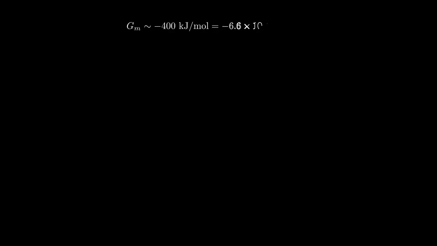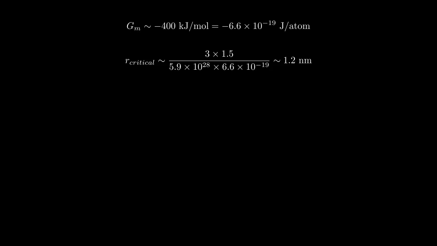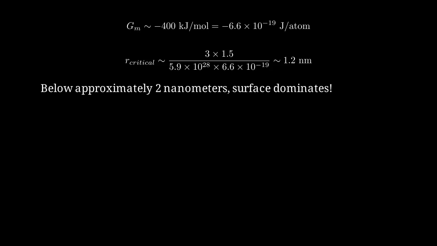For the bulk free energy of formation, let's use minus 400 kilojoules per mole, which is minus 6.6 times 10 to the minus 19 joules per atom. Plugging in, R critical is approximately 3 times 1.5 divided by 5.9 times 10 to the 28 times 6.6 times 10 to the minus 19, which gives approximately 1.2 nanometers. Below approximately 2 nanometers radius, the surface energy becomes the dominant thermodynamic variable. This is the regime where the paradox emerges.